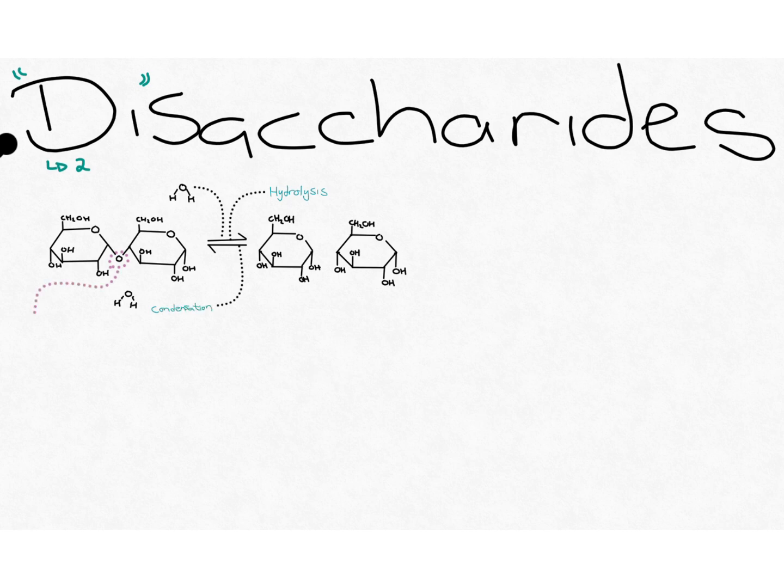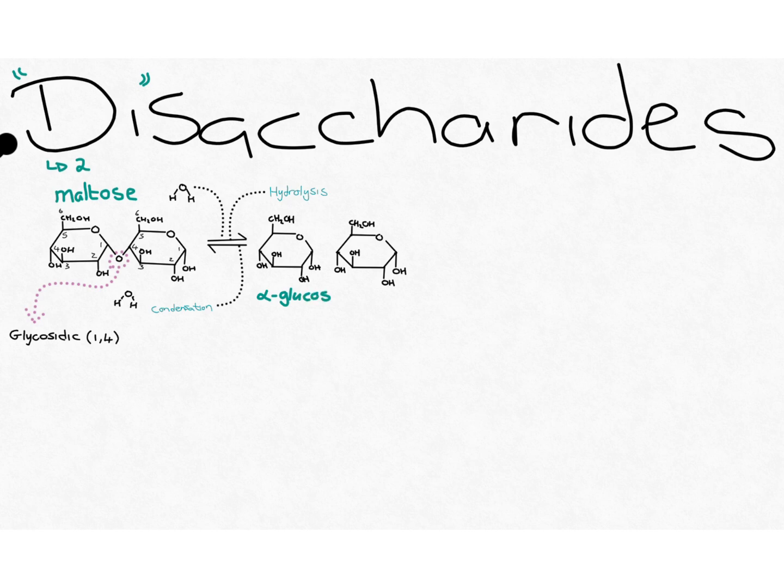In this example of maltose, the bond is classified as a 1,4 glycosidic bond because it connects the first carbon of the glucose to the 4th carbon of the other glucose. The 3 most common disaccharides are maltose, sucrose, and lactose.